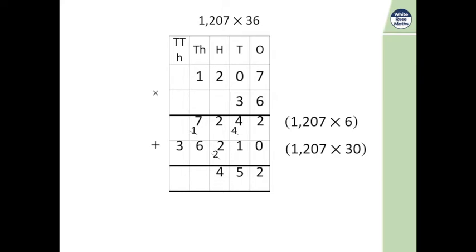Add them together. 2 plus 0, 2. 4 plus 1, 5. 2 plus 2 is 4. 7 plus 6 is 13. 3 down, carry the 1, exchanging. And 0 plus 3 is 3, plus 1 underneath is 4. Gives us our answer of 43,452.